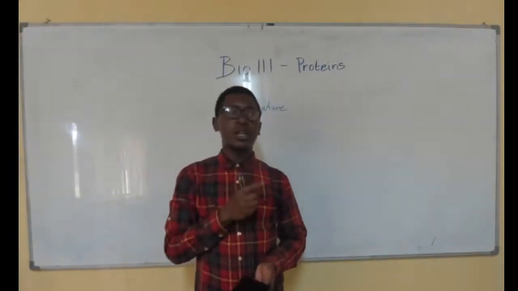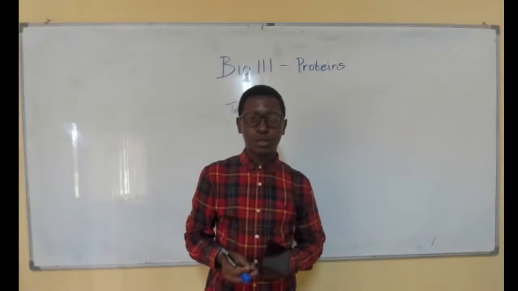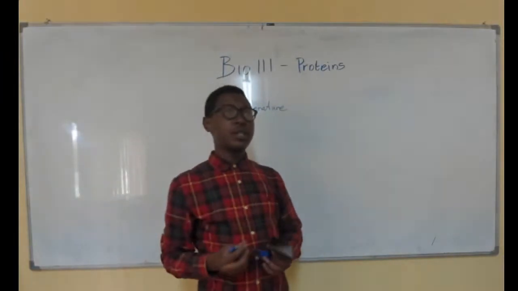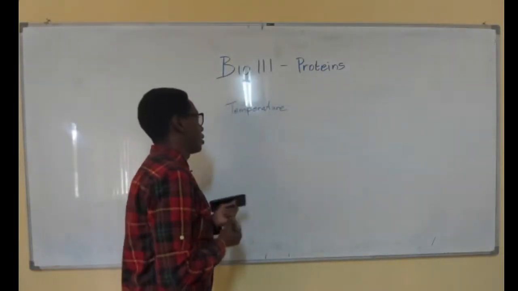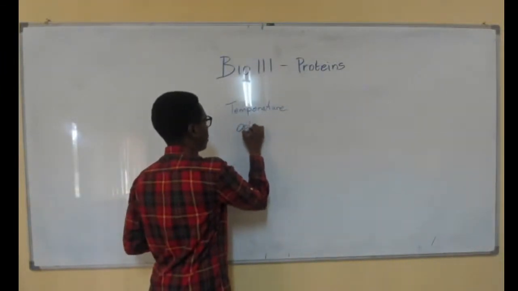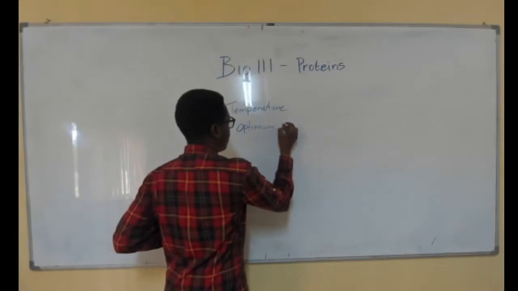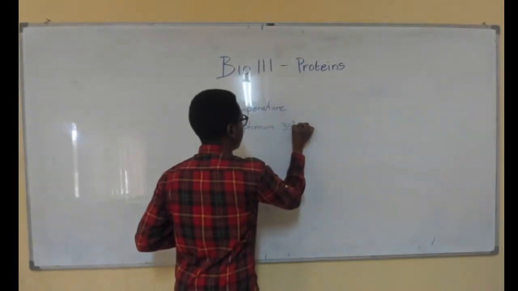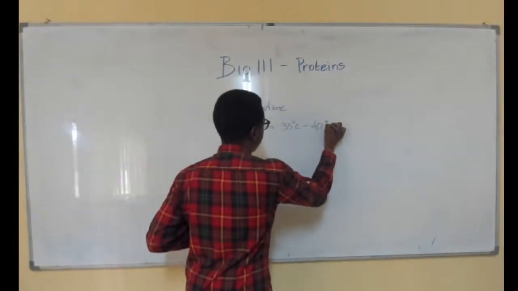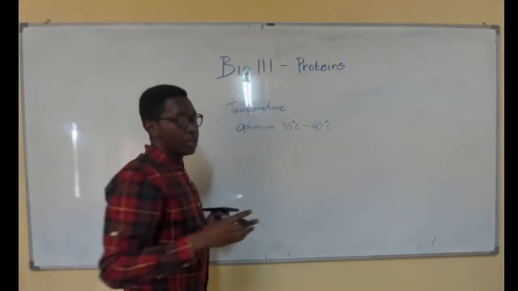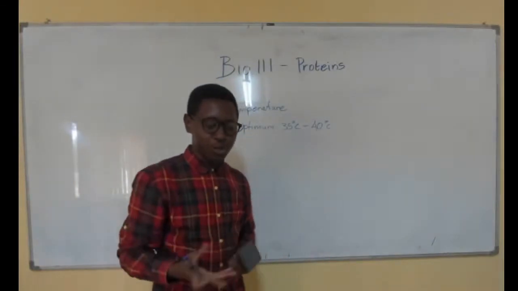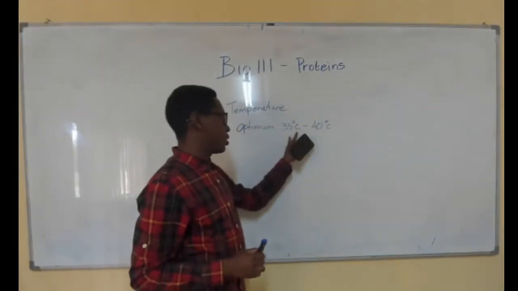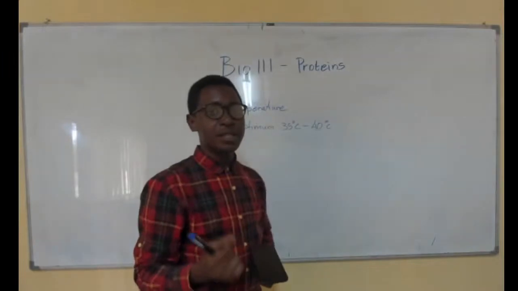enzymes have a particular range of temperature in which they work best, which is known as their optimum temperature. So for example, for enzymes in a human body, their optimum temperature is between 35 degrees Celsius and 40 degrees Celsius. Okay, so we are using enzymes in a human body as a reference point to see how temperature affects enzyme activity. So now, this is the temperature at which the enzymes work best.